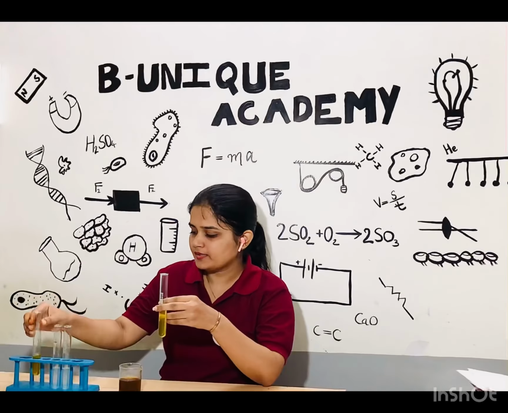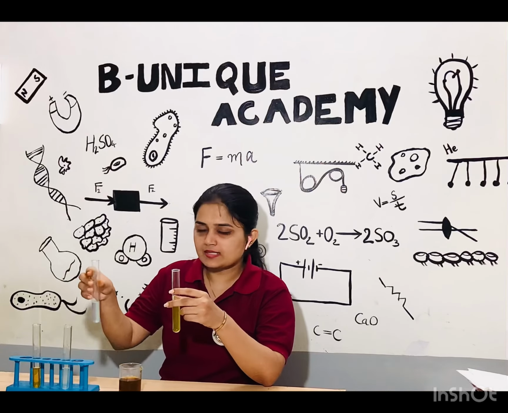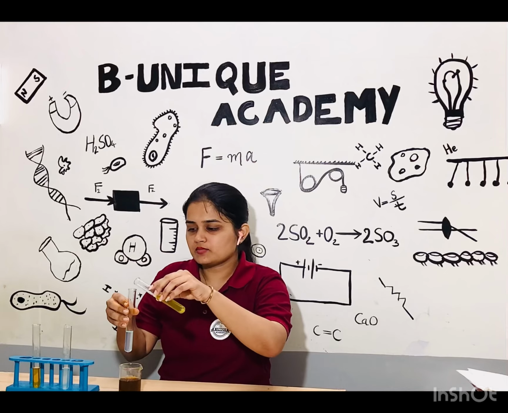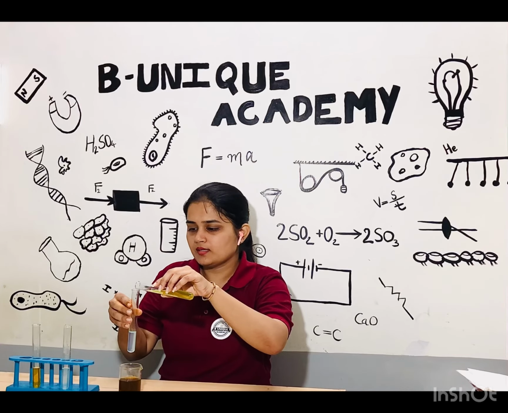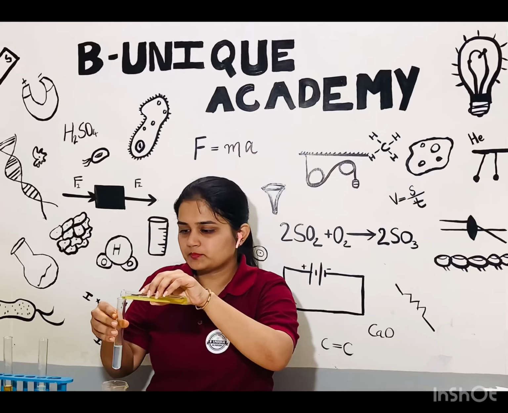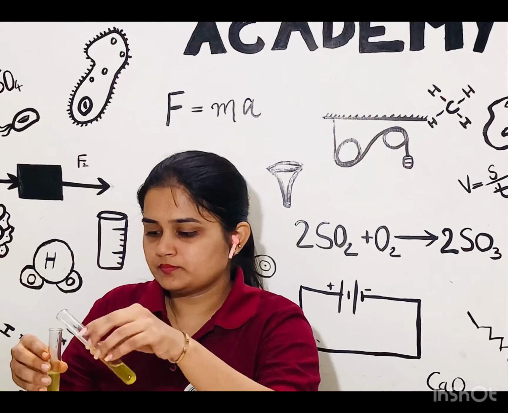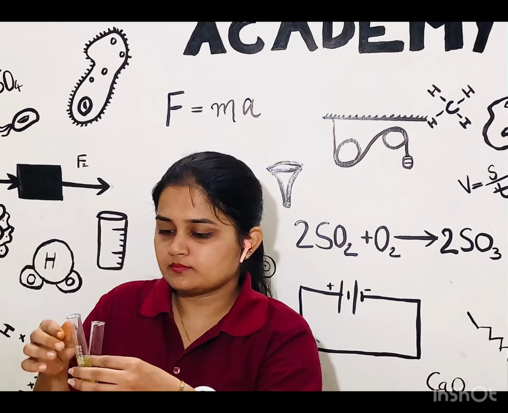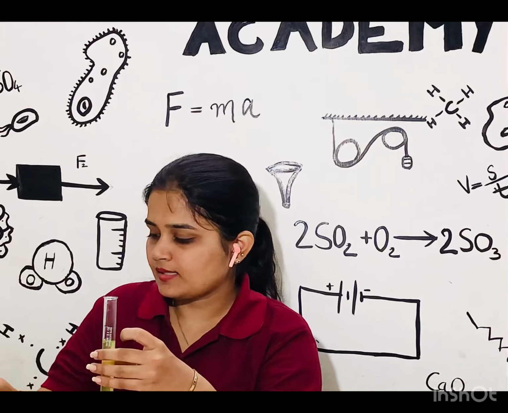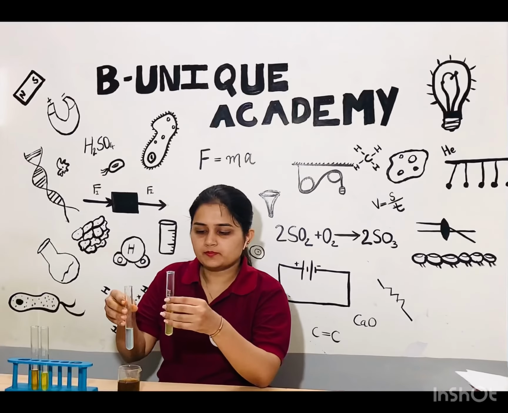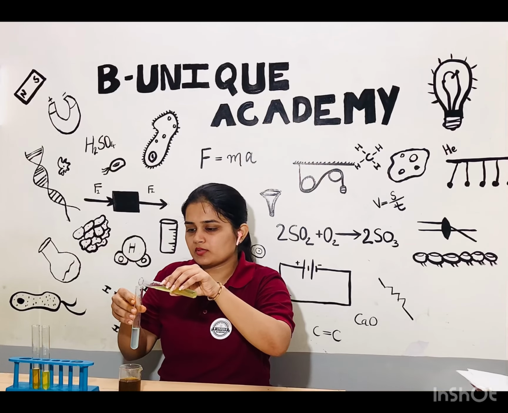Putting the first one aside, I am taking the next test tube, adding 10 ml of water from second into the third one. Putting the second aside, I will take the last test tube, adding 10 ml of water from third to the fourth test tube.